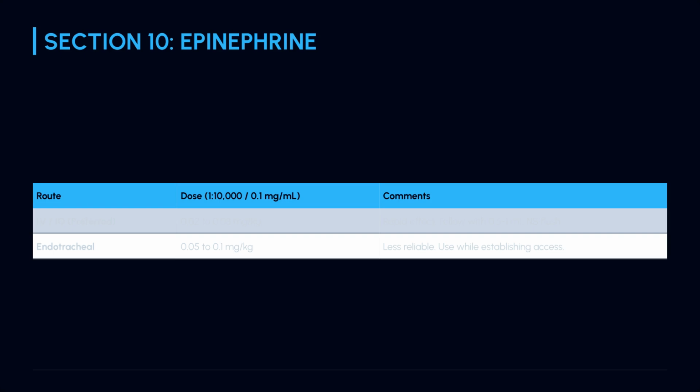Epinephrine is administered if the heart rate remains below 60 BPM after compressions and ventilation. The preferred route is umbilical venous catheter with a dose of 0.01 to 0.03 milligrams per kilogram. Endotracheal administration is less reliable and used only while establishing access.